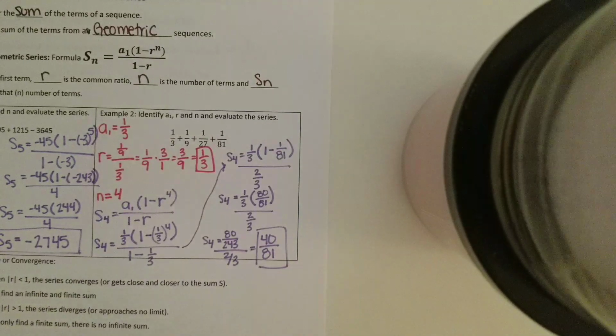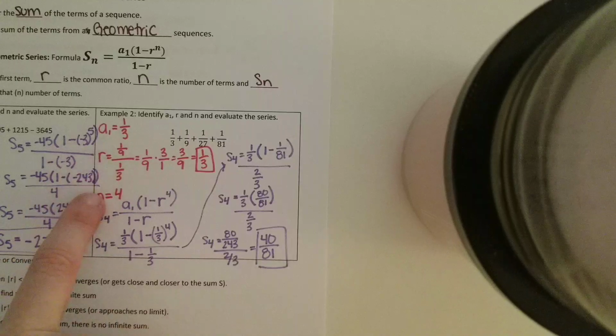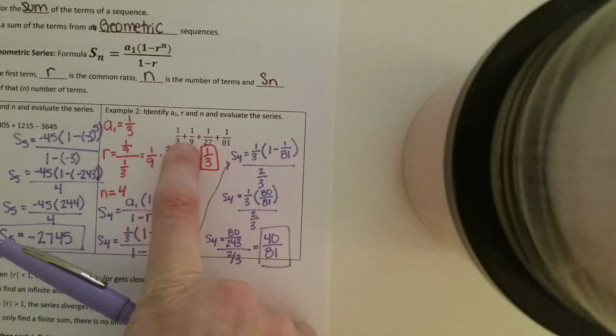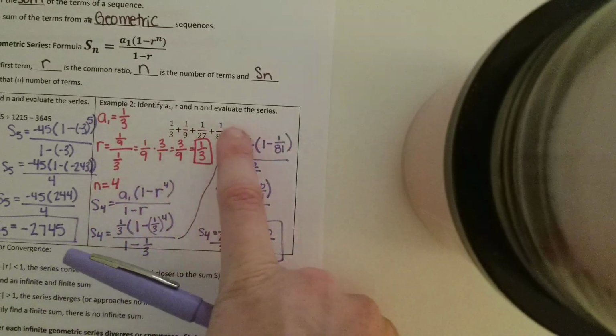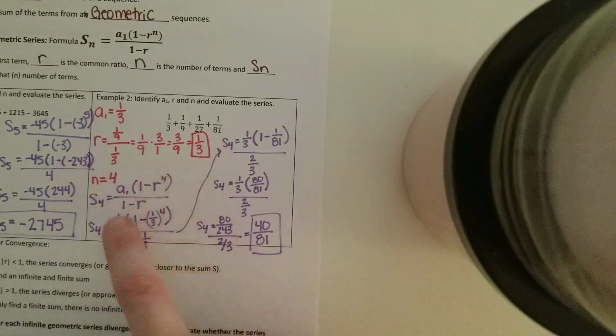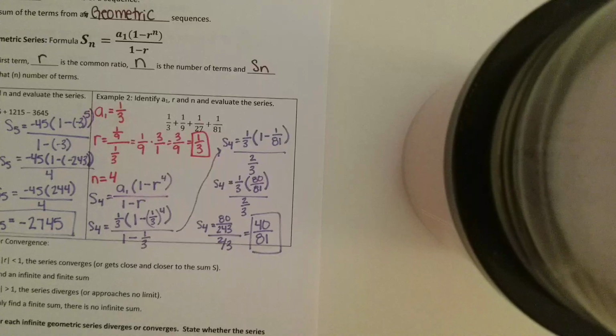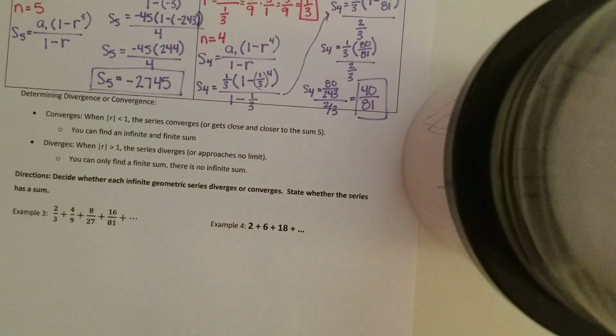All right, but so you have to identify A1, R, and N. A1 is your first term, R is the first 2 divided, and N is the number of terms. Plug it into the formula and simplify it out. All right, don't let the fractions scare you. Just work through it.